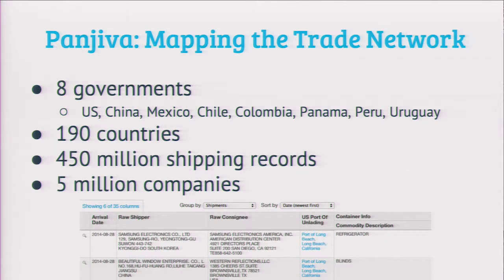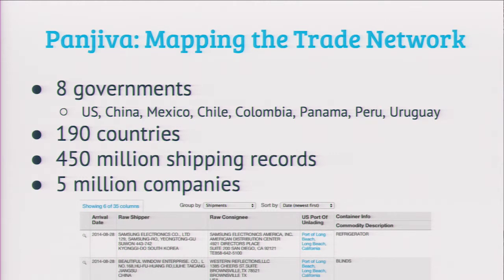And we have data from 8 governments. This is customs level, usually transaction level data. So we see the individual transaction going across a border. And we have this data from the US, China, Mexico, Chile, Colombia, Panama, Peru, and Uruguay. Overall, we actually get visibility into 190 countries because some of these governments actually also provide the data on the foreign party involved in a transaction. So even if data was not available, for example, from France, we can nevertheless see many French companies. This applies around the world.